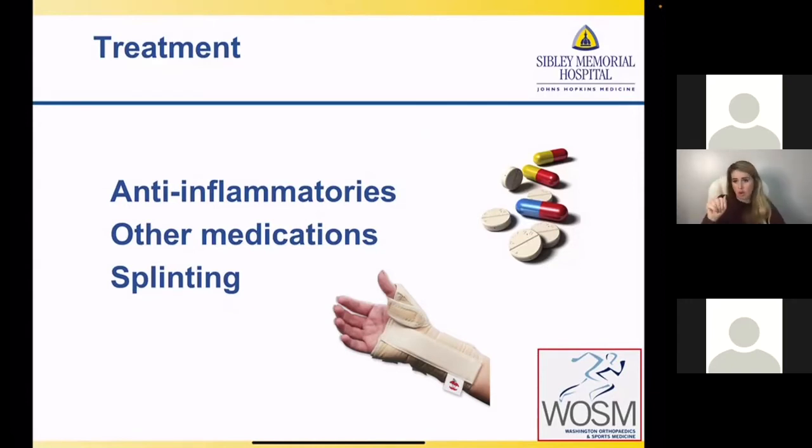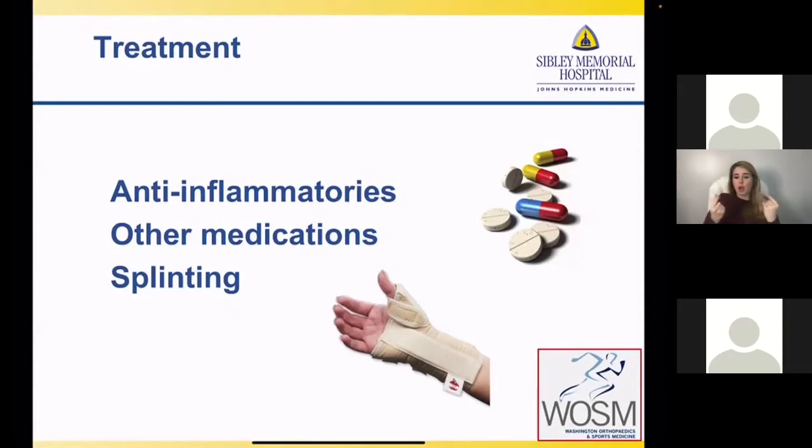They don't work for the wear and tear osteoarthritis, but they do work to help prevent arthritis in people with autoimmune diseases. And those are generally prescribed by a rheumatologist. And then the next thing I want to talk about is splinting.